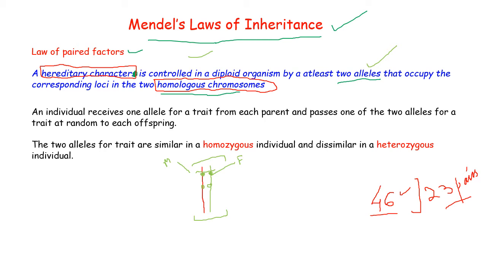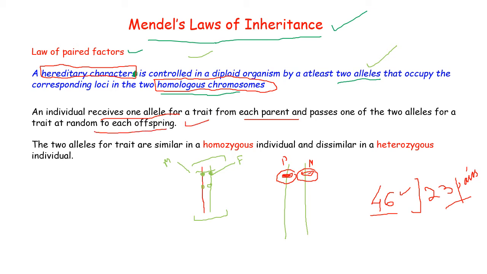Now for example, we have two chromosomes, one maternal and one paternal. For a particular character we will have a gene, an allele on the maternal chromosome and an allele on the paternal chromosome. These two alleles will actually control a particular character. This is what the law of paired factors says. Or we can say that an individual receives one allele for a particular trait from each parent and passes one of the two alleles for a trait at random to each offspring.